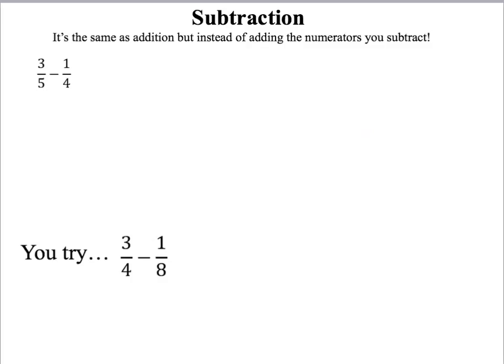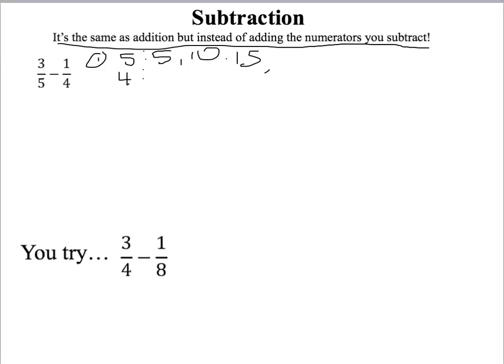Now we're going to talk about subtraction. The great thing about subtraction of fractions is it's the same as addition, but instead of adding the numerators, you're just going to subtract. Well, great, we get to follow our same steps. Our first step is to find the lowest common denominator. So we need to find the lowest common denominator of 5 and 4. To do that, we write out the multiples of 5 and the multiples of 4. The multiples of 5 are 5, 10, 15, 20, 25. Okay, let's stop there.